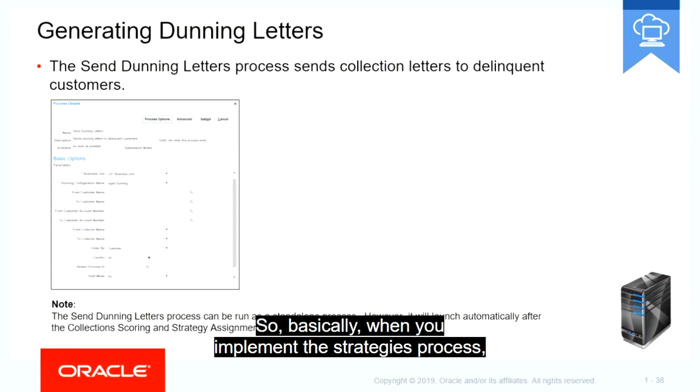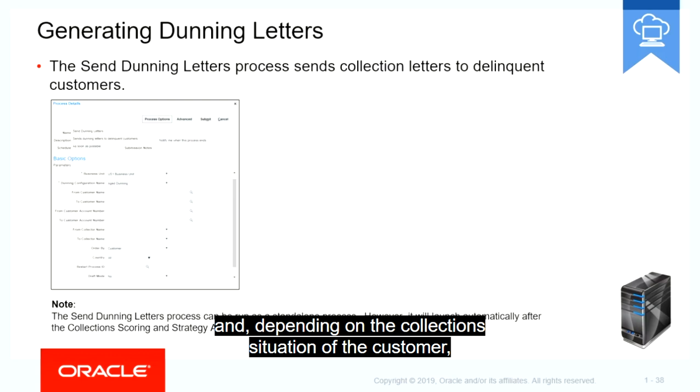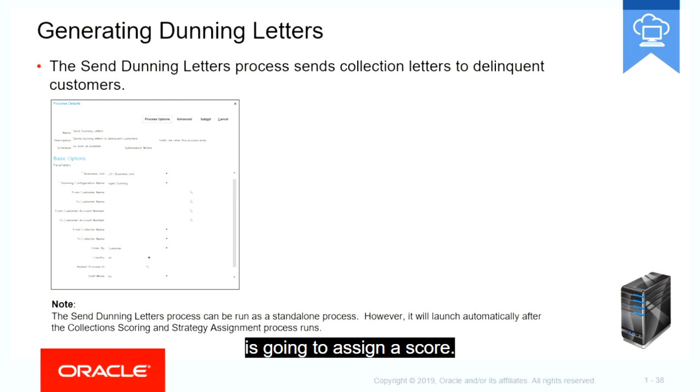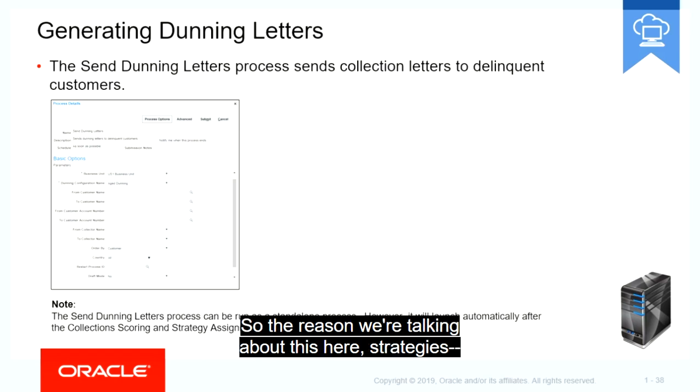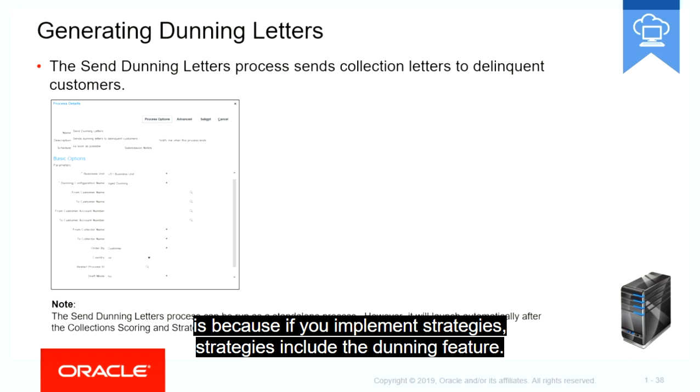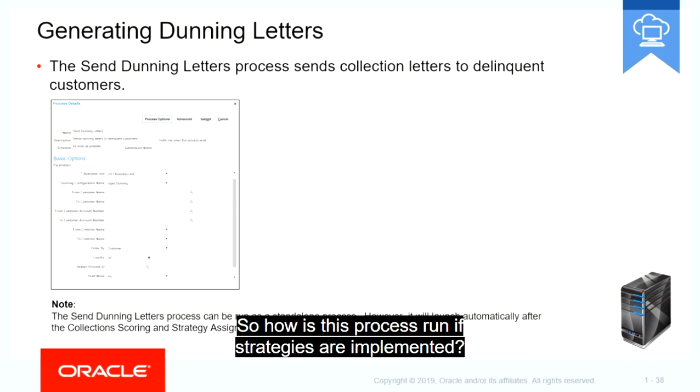So basically, when you implement the strategies process, the collections application is going to look at certain data points to determine whether a customer is delinquent or not, and depending on the collection situation of the customer, is going to assign a score. And based on that score, of course, that's where the strategy tasks or work items are going to be assigned to collectors. So the reason we're talking about strategies here, of course, that's another topic in this course, is because if you implement strategies, strategies include the dunning feature. All right.